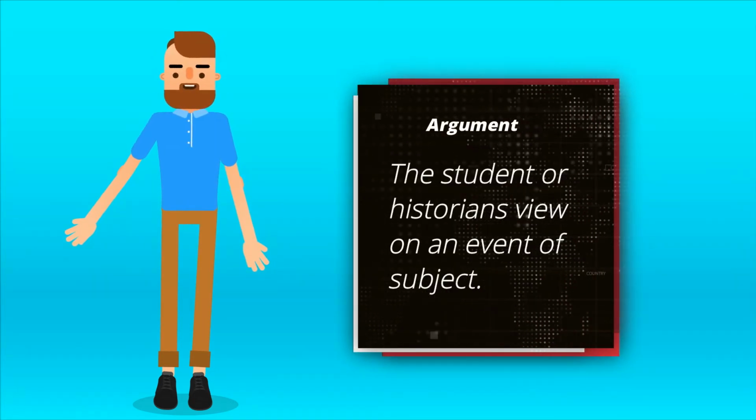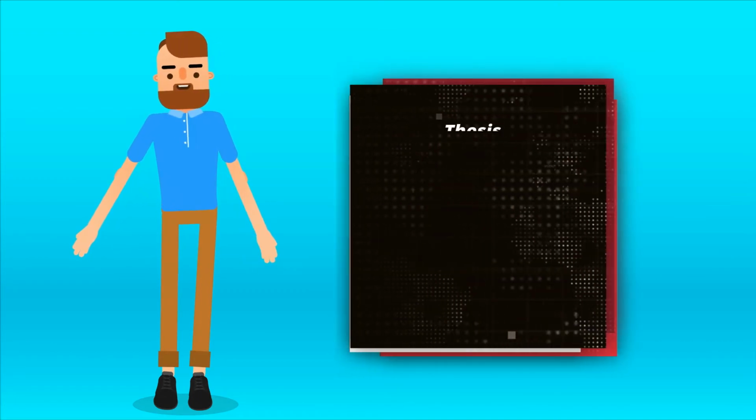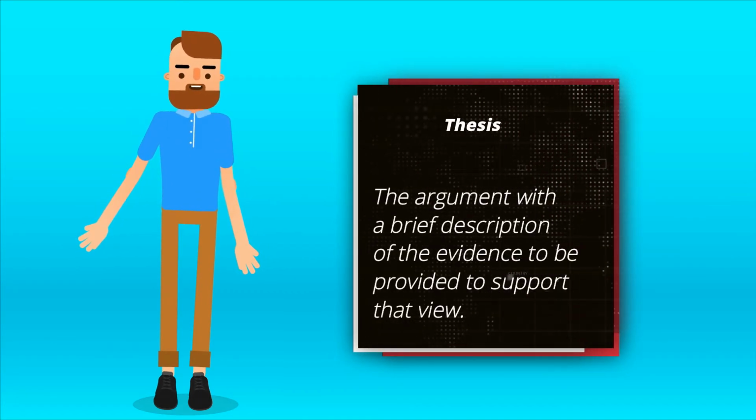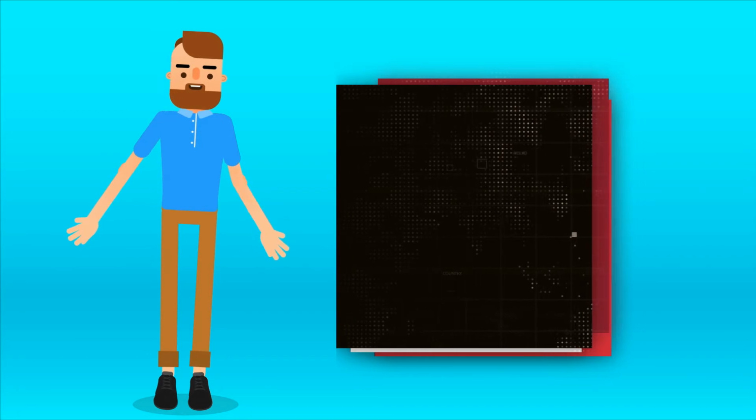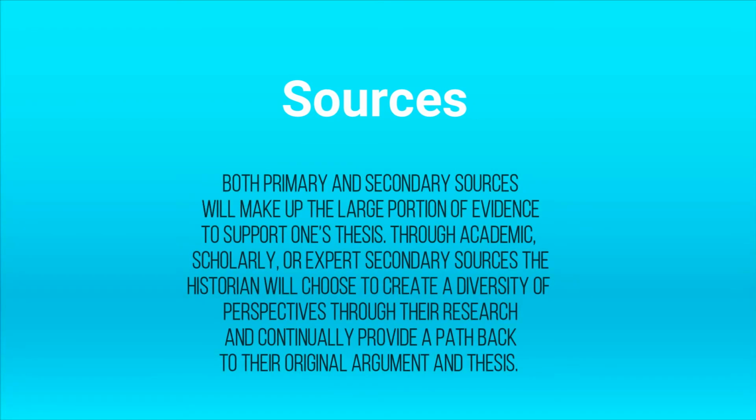The argument. The student or historian's view on an event or subject. The thesis. The argument with a brief description of the evidence to be provided to support that view. Sources. Both primary and secondary sources will make up the large portion of evidence to support one's thesis. Through academic, scholarly, or expert secondary sources, the historian will choose to create a diversity of perspectives through their research and continually provide a path back to their original argument and thesis.